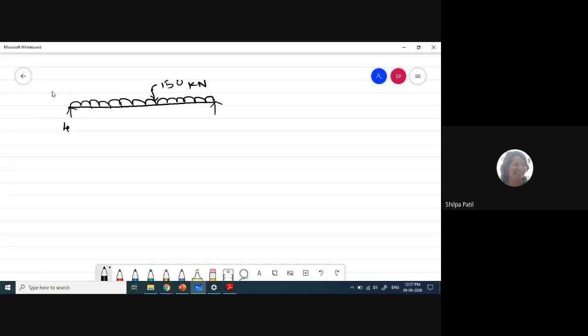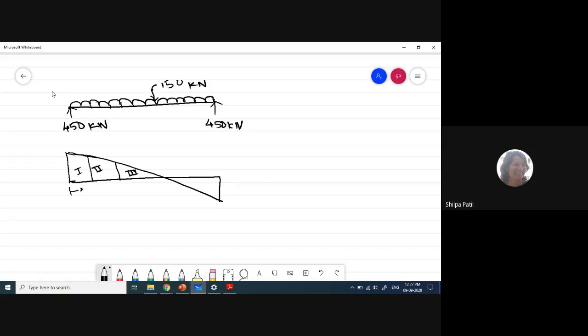Okay, the reactions we have already calculated, 450 kilonewton at both the supports, and we had drawn the shear force diagram. And we have divided this half part into 3 different zones, zone 1, 2 and 3, each of length 1 meter. The maximum shear force at support is 450.